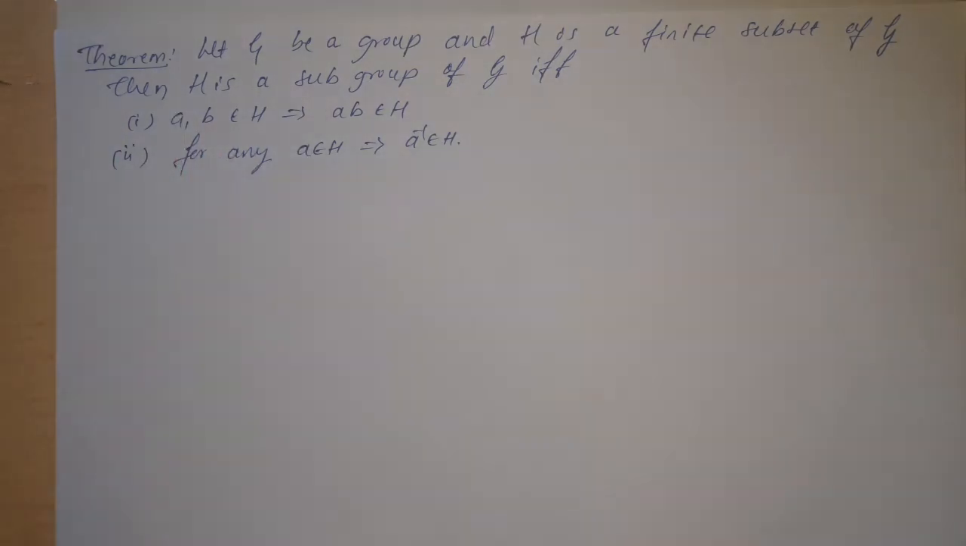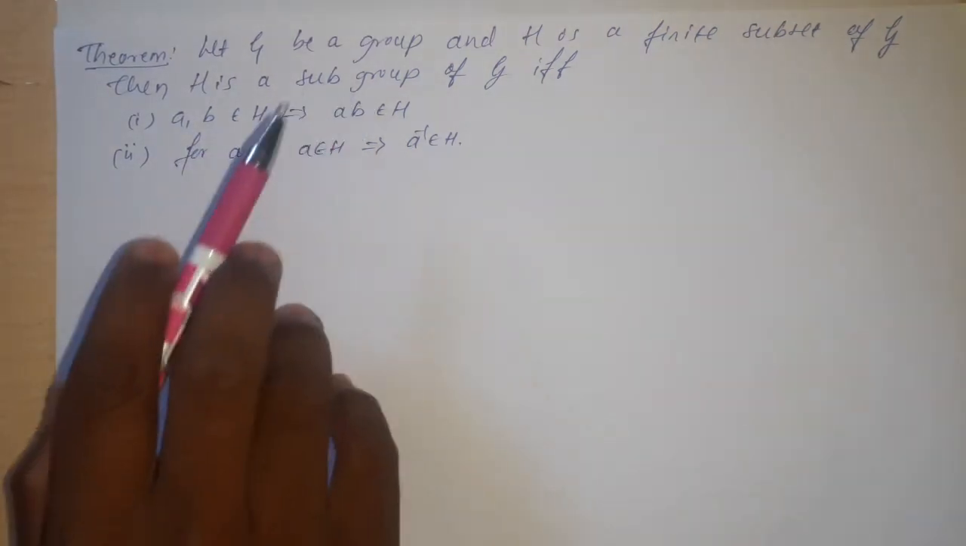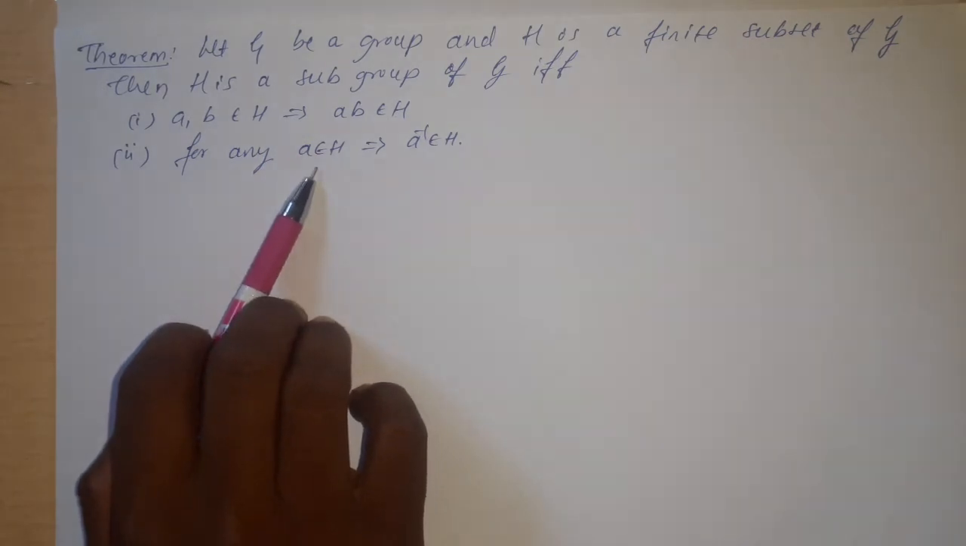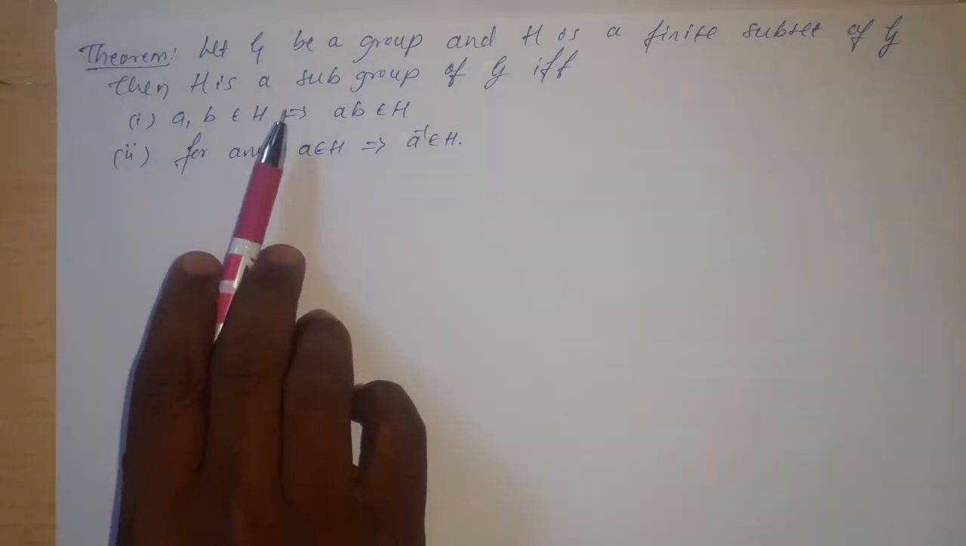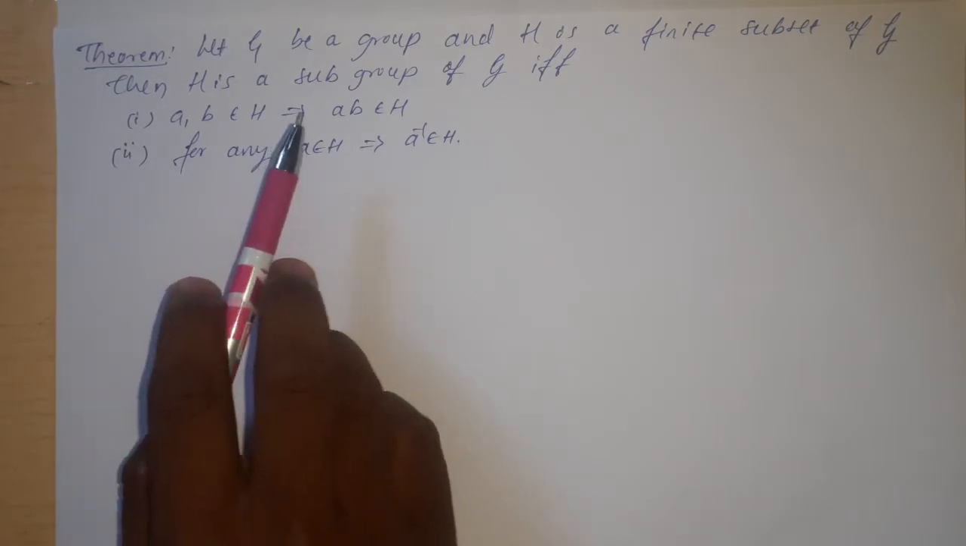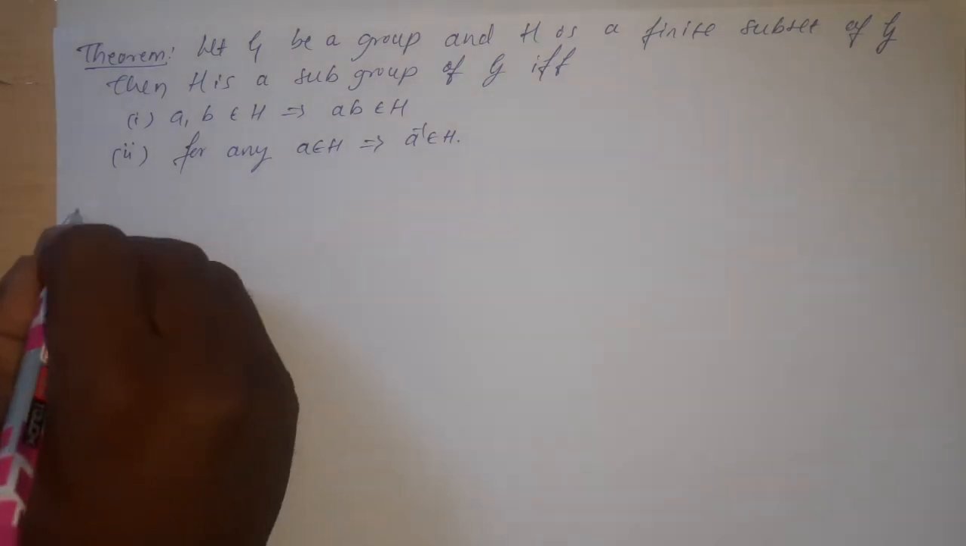So in the first part we need to consider that H is a subgroup and we need to prove these two conditions. And in the next part, we should consider these two points as the given data and we need to prove that H is a subgroup. To prove H is a subgroup, we need to show that H is independently a group under the given binary operation. So now let us move towards the proof.